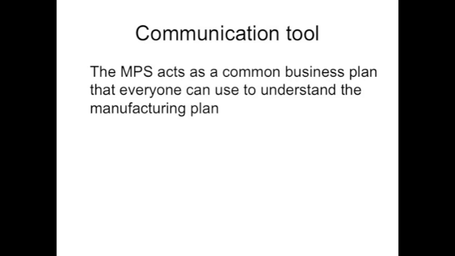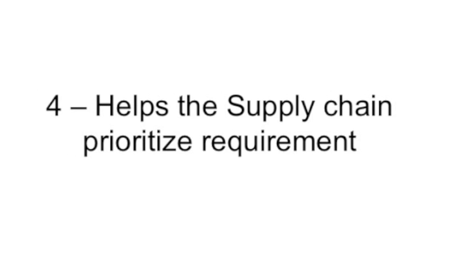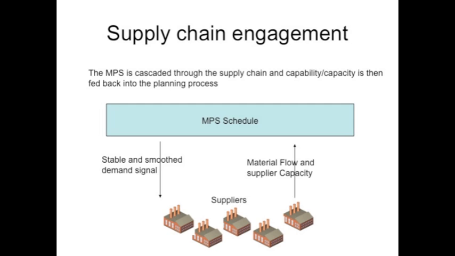The MPS acts as a common business plan that everybody can use to understand the manufacturing plan. Used as a communication tool, this enables everybody to see what's happening within the business. Having a fixed schedule enables the supply chain team, in particular the procurement function, to communicate priorities and requirements effectively.